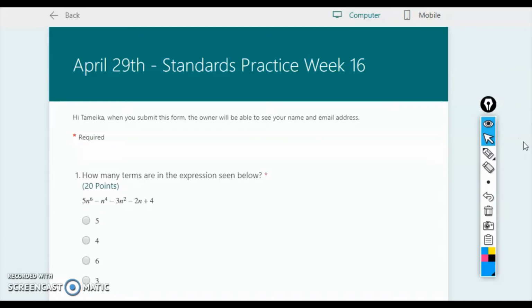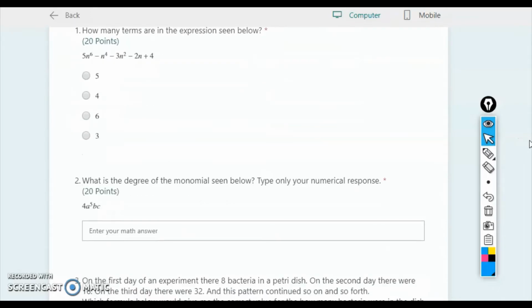Standards Practice Week 16. Number 1. How many terms are in the expression seen below? This is an expression because there's no equal sign, and an expression is made up of numbers and variables with different operations, so multiplication, division, subtraction, addition.